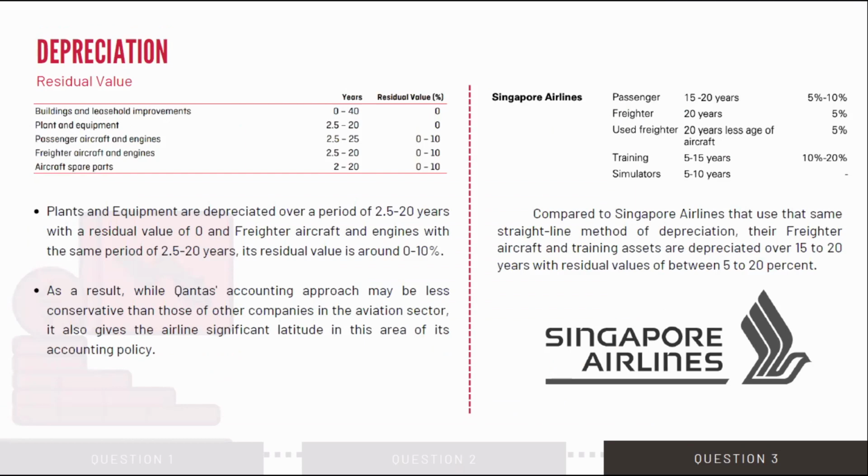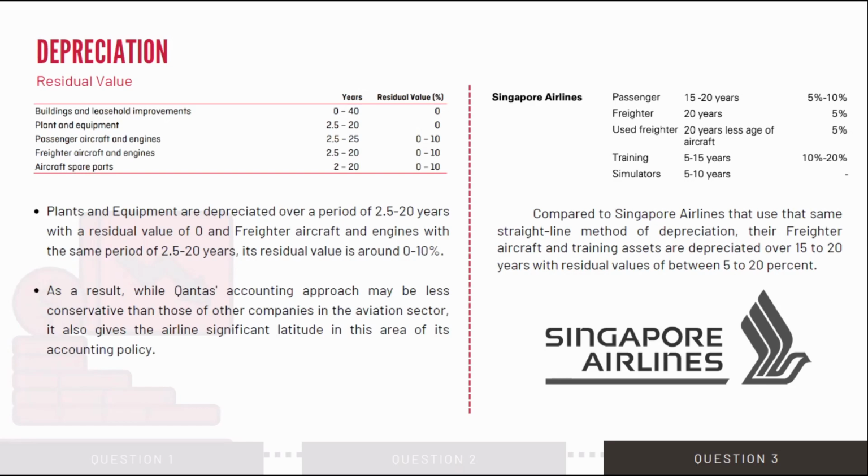Okay. So by adopting the straight line method of depreciation, tanks and equipment are depreciated over a period of 2.5 to 20 years, as we can see, with a residual value of 0. And for future aircraft and engines, with the same period of 2.5 to 20 years, the residual value is around 0 to 10%. Compared to Singapore Airlines, which uses the same straight line method of depreciation, future aircraft assets are depreciated over 15 to 25 years, with a residual value between 0 to 20%.